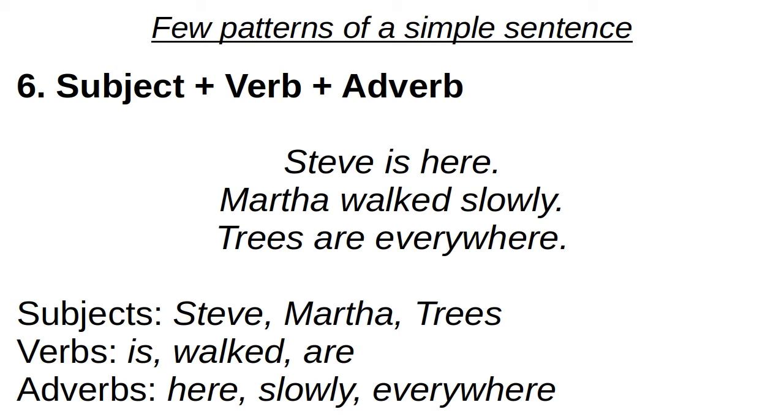Like for example, Martha walked slowly. Martha is the subject, walked is the verb, slowly is the adverb. Generally, words ending with ly are adverbs. So here we have Martha walked slowly. We can also write Martha slowly walked or slowly, comma, Martha walked. So slowly comes in the beginning, it can come in the middle, it can come in the end. It actually depends on the context and the style of the writer.